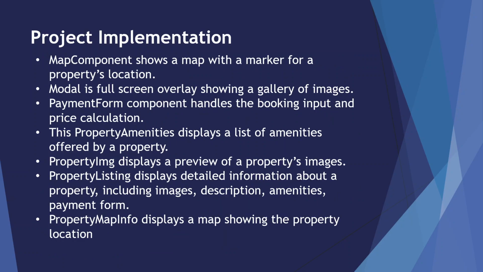Map component shows a map with a marker for a property location. Modal is a full-screen overlay that shows a gallery of images. Payment form handles the booking input and price calculation. The property amenities component displays a list of amenities offered by a property. Property image displays the images of the property. Property listing displays detailed information about the property with its map, description, images, amenities, etc. Property map info displays a map showing the property location.